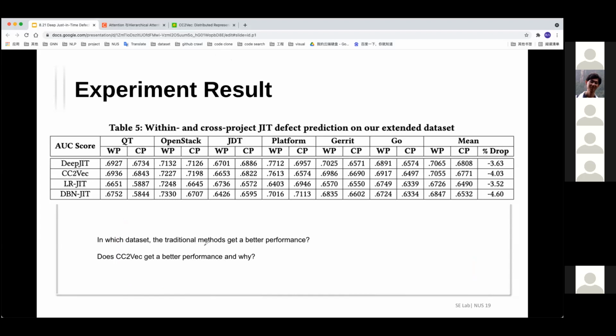In which data set does the traditional method get better performance? These two are traditional methods. The first is logistic regression. The second is deep belief network. This is a traditional network.